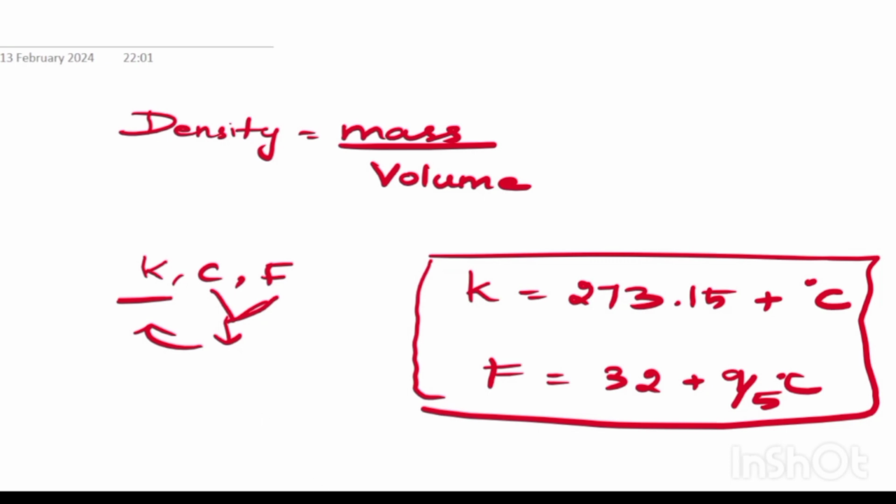So next we will go into another important concept, that is AMU. So what is the value of AMU? AMU is equal to 1.66 into 10 to the power minus 24. Okay, the value of AMU is 1.66 into 10 to the power minus 24 gram.